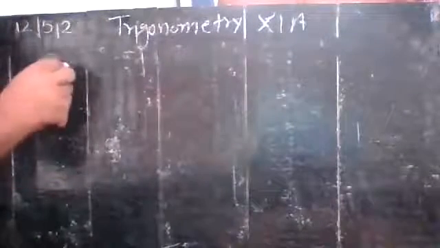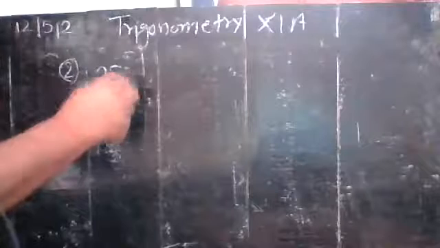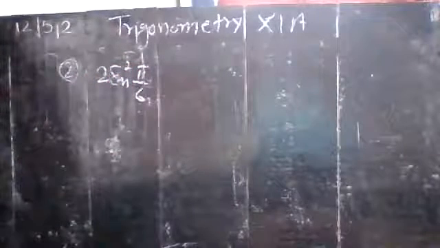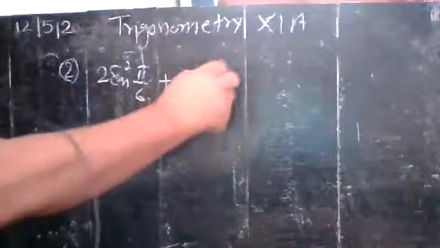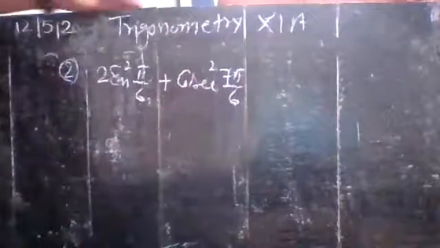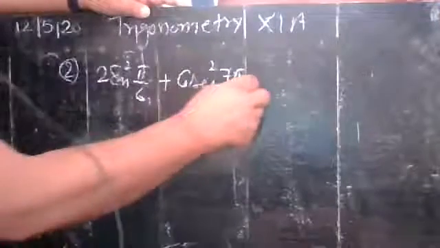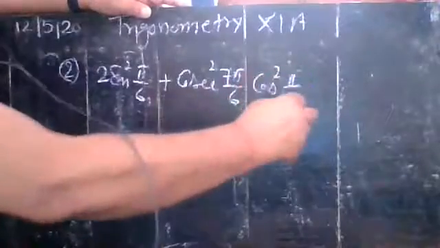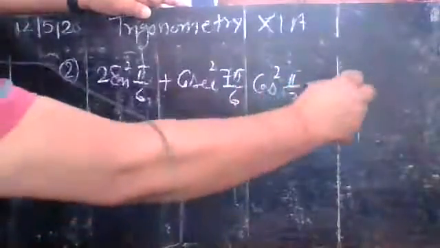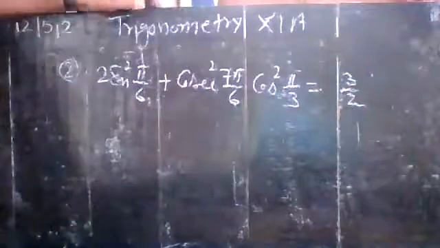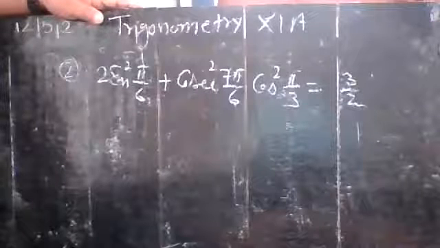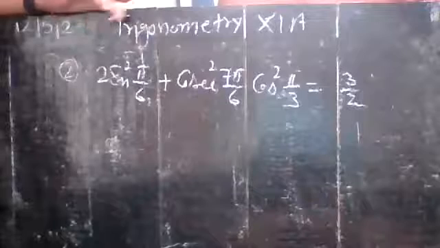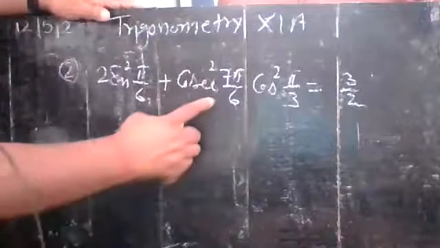Now, second, try to prove it. 2 sin square pi by 6 plus cosec square 7 pi by 6 cos square pi by 3 is equal to 3 upon 2. You have to prove it. Try to solve. You only have to put in its value. Only the conversion is needed here.